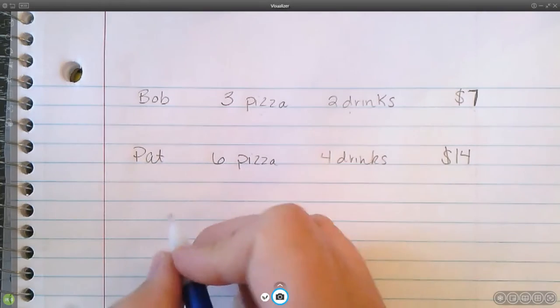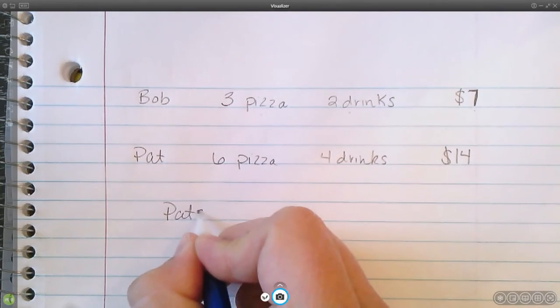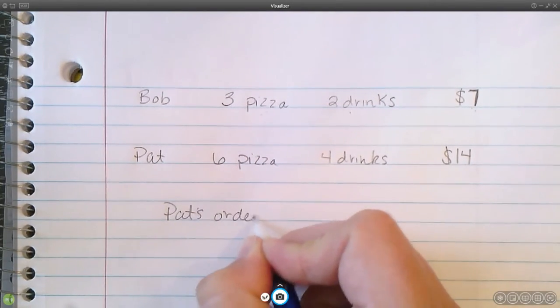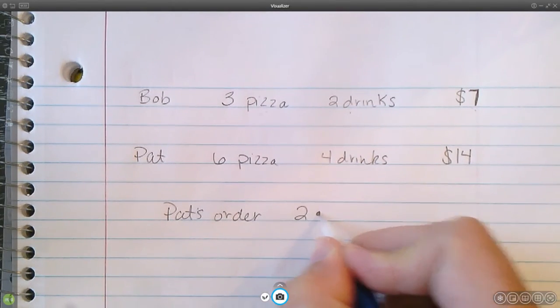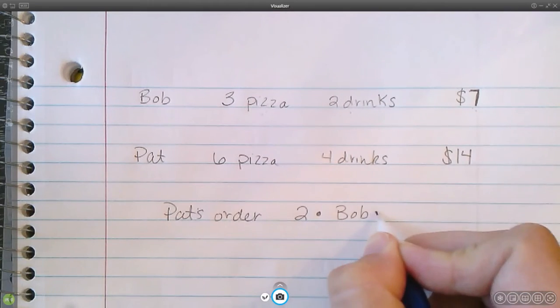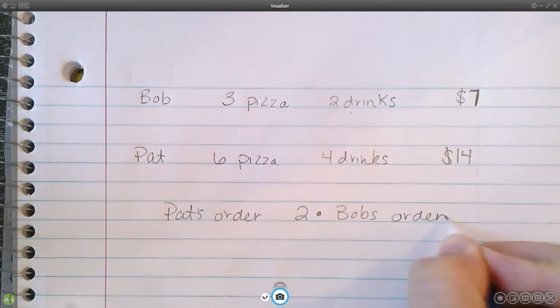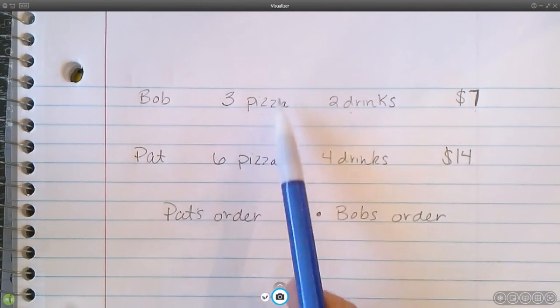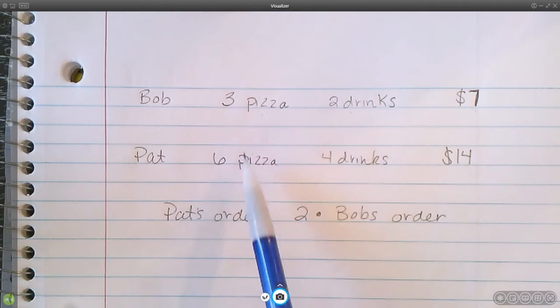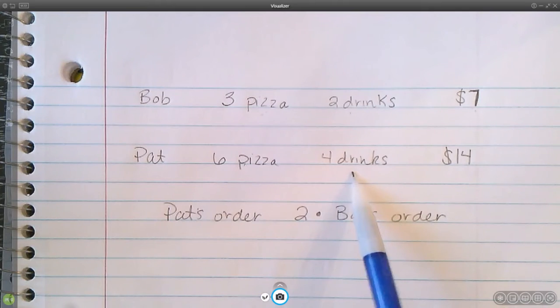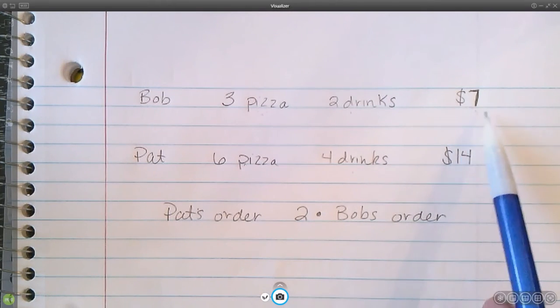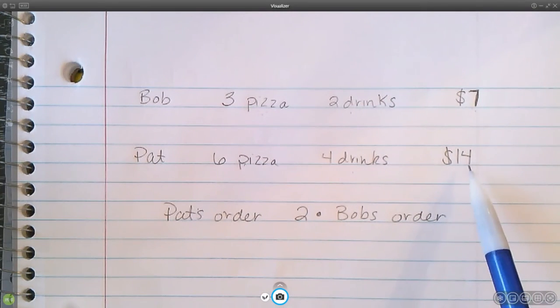So, what we did, Pat's order is actually 2 times Bob's order. So what we did was we took his 3 slices of pizza, we doubled it. We took his 2 drinks, we doubled it. So that must mean that Pat's cost must be double, or 2 times, what Bob's was.